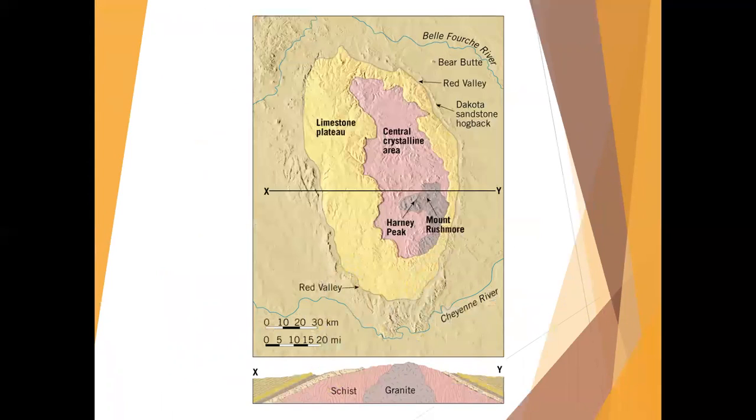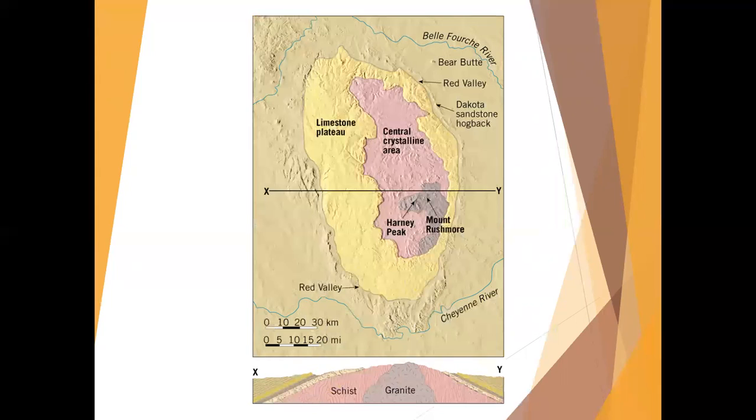This is showing you a dome structure from the Black Hills of South Dakota. You can see Mount Rushmore is here, and Harney Peak, structures you may have heard of. The core in this structure is actually Precambrian igneous and metamorphic rocks. So you have the granite and the schist there. And surrounding it are the younger sandstone and limestone features.